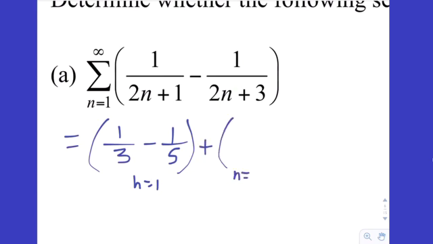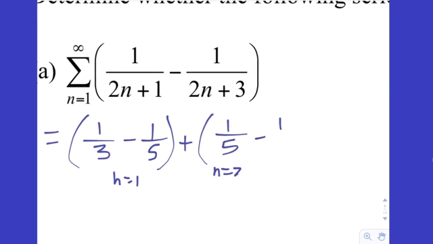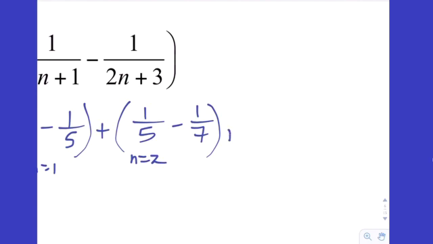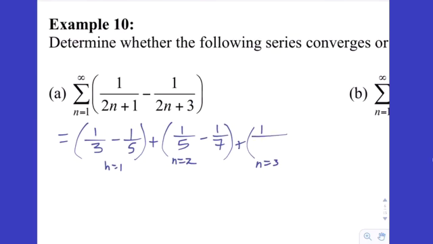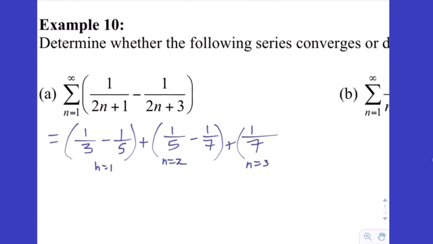Plus, when n equals 2, we get 1 over 5 minus 1 over 7, plus, now let's do n equals 3. You get 1 over 7 minus 1 over 9 plus ... Is this a telescopic series? Well, yeah, it would appear that some of these terms, if I drop the parentheses, would cancel out.